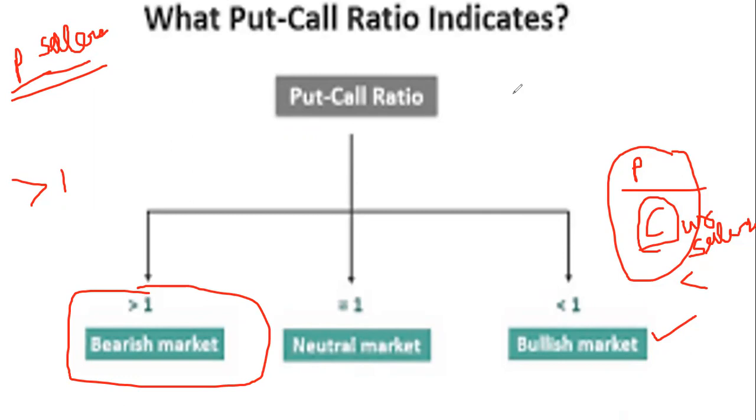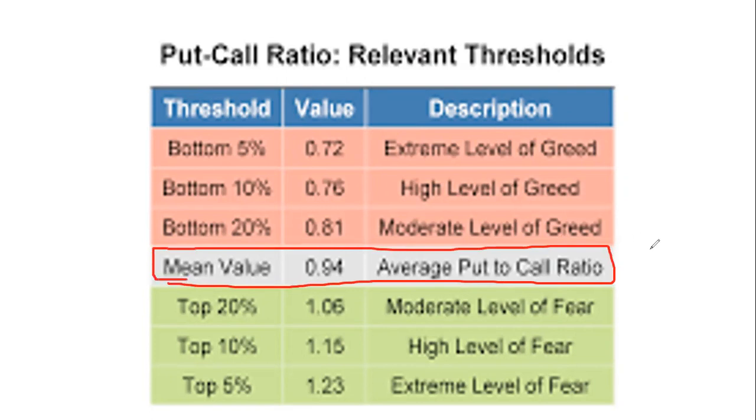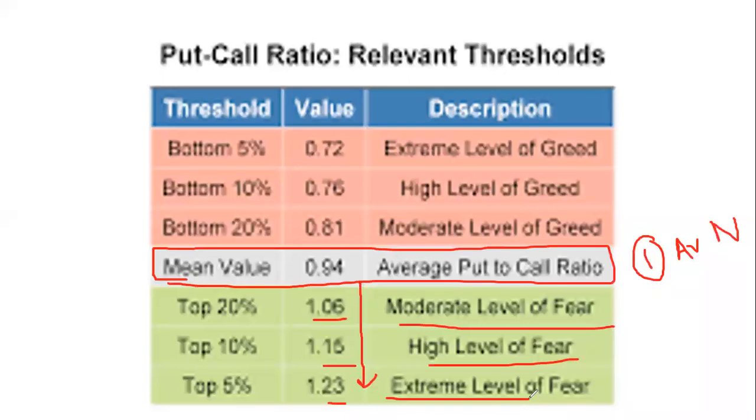Okay. Now moving ahead, there are certain values which we need to be very careful about. So these are the relevant thresholds which we take when we decide about the put call ratio. So the average put call ratio is near to 1. If it is near 1, it means it's an average ratio, a neutral ratio. If the put call ratio goes on decreasing, in the sense the puts are increasing, it means that the level of fear in the market is increasing.